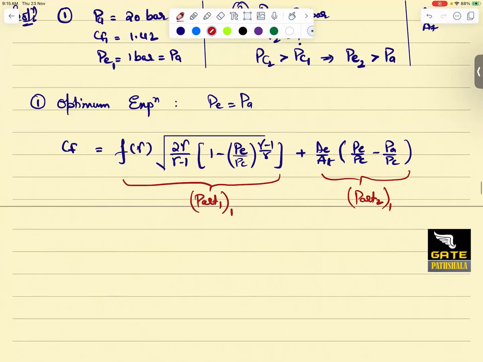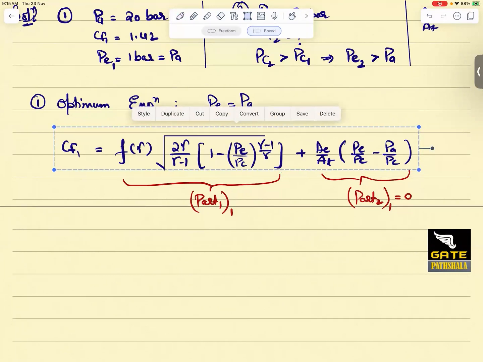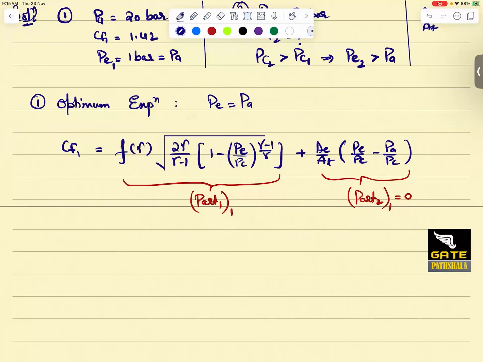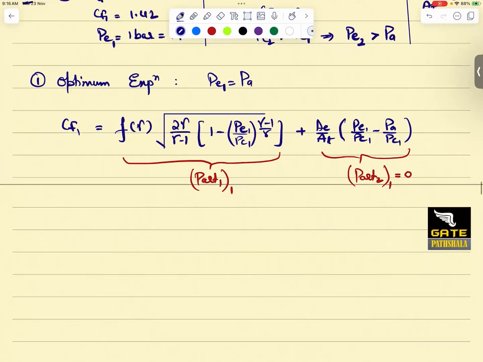So what do you see from this? PE equal to PA means part 2 will become equal to 0 for case 1. If I write this whole thing as CF1, this will become PE1 by PC1. When PE1 equals PA, this part 2 will become 0. That is your CF thrust coefficient equation.